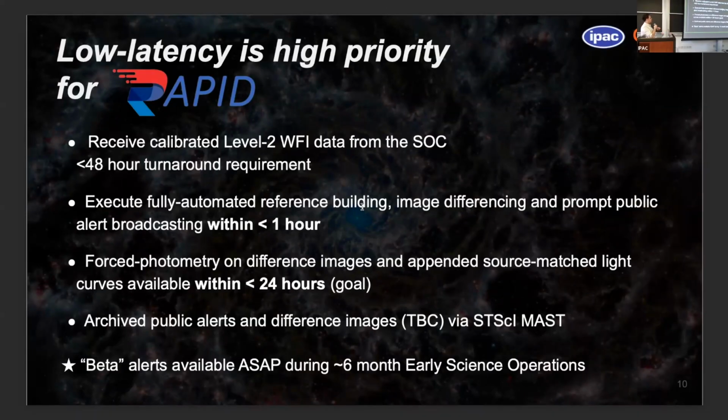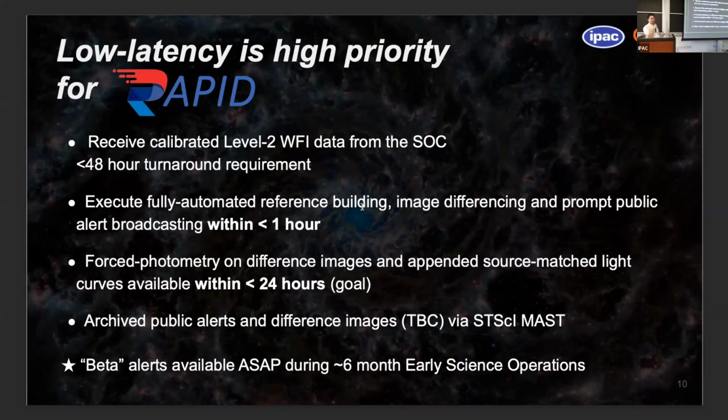But then within an hour of receiving that, we'll do difference imaging and put out our public alert stream. We want to make available as well forced photometry on our difference imaging and append these source-matched light curves within 24 hours. And then, on some sort of time scale, maybe monthly or something, all of this will be publicly archived through MAST. And so during early science operations, which is the first 6 months after science operations begin after commissioning, we'll be in a beta stage.